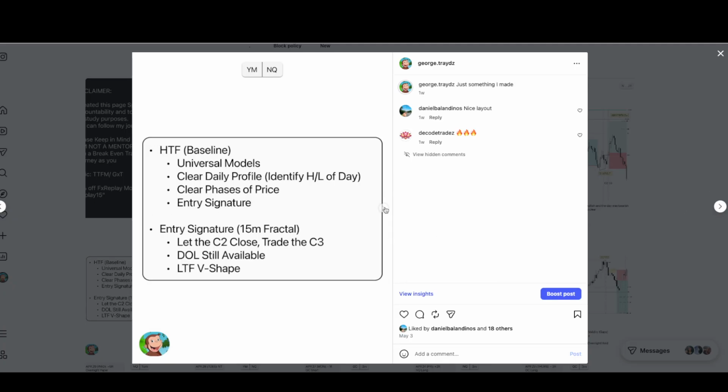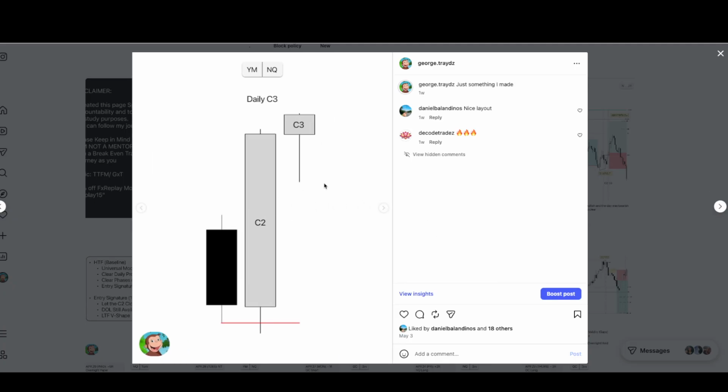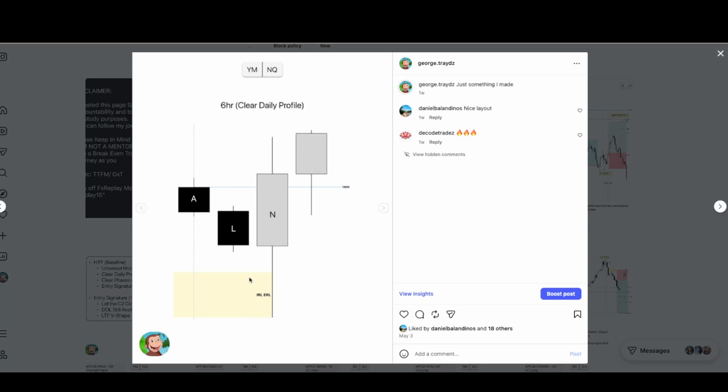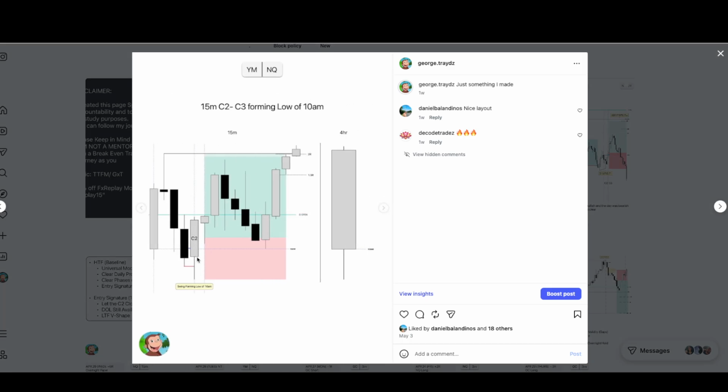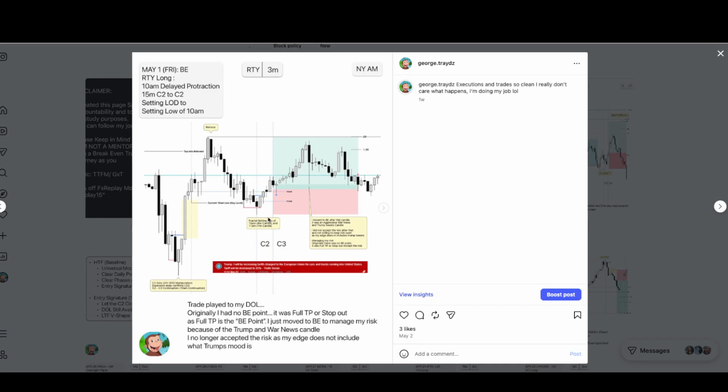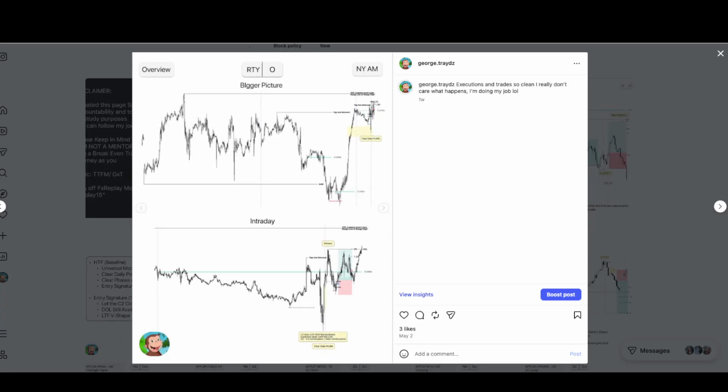So with that being said, daily continuation, right? IRL, ERL, clear daily profile, 6 a.m. C2, sometimes 10 a.m. C3, and then you're trading a 15-minute C2, and you're trading within that C3 up to those draws on liquidity that are located to the left of us. So with that being said, this is where we're at on that trade. So on and so forth.